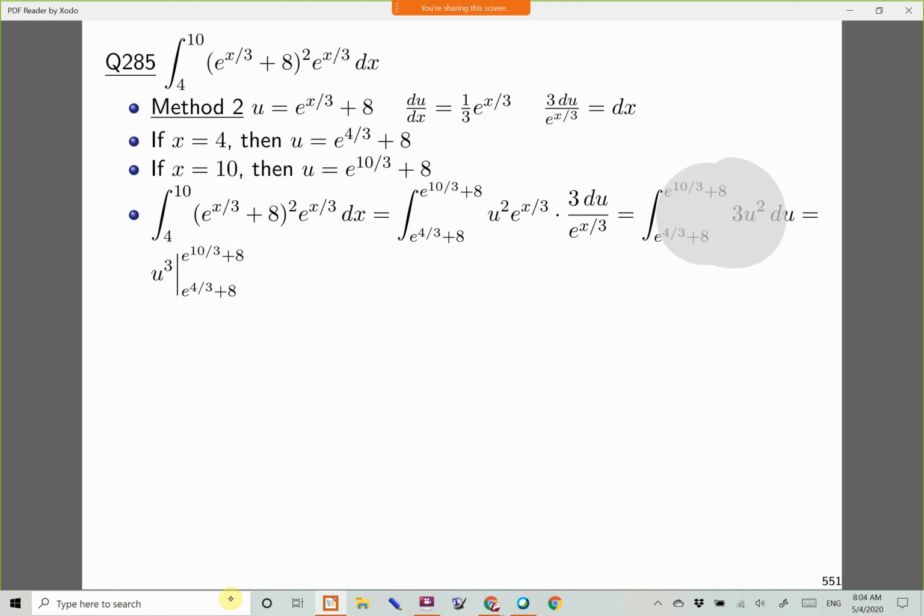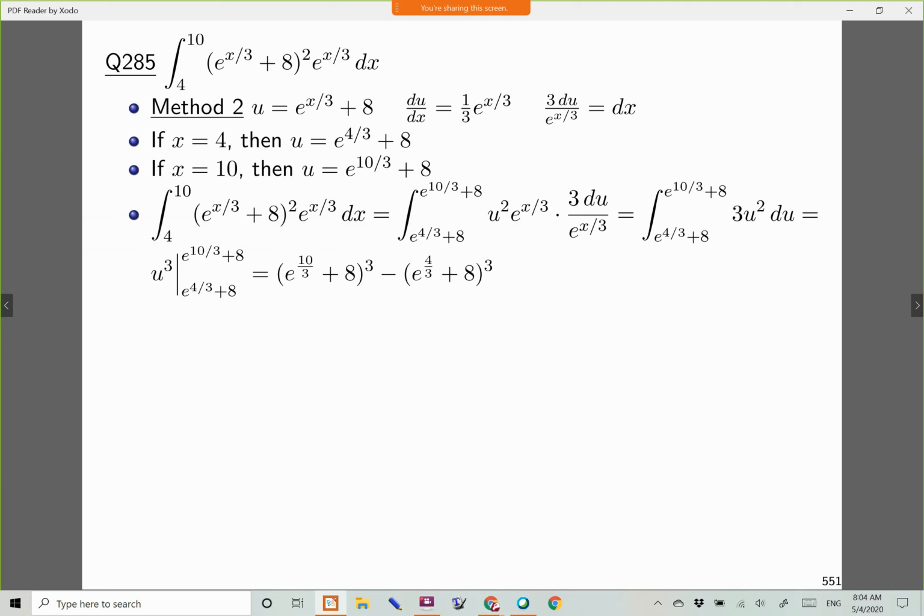Now, since this should be a number, we had a definite integral here. We need to write in a format where we still don't set a definite integral equal to an indefinite integral. So I have this u cubed, which will evaluate at these two u values, and plugging in u is e to the 10 thirds plus 8 first, and then still the cube from right there, and then after the minus sign, plug in the other u value.